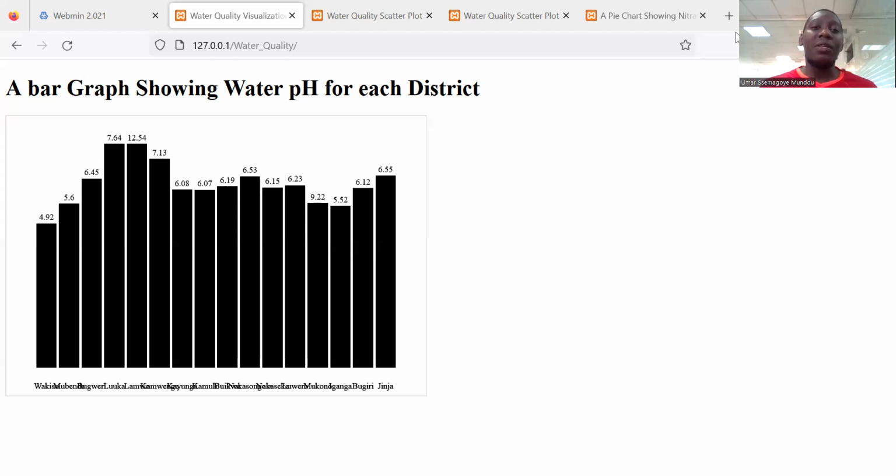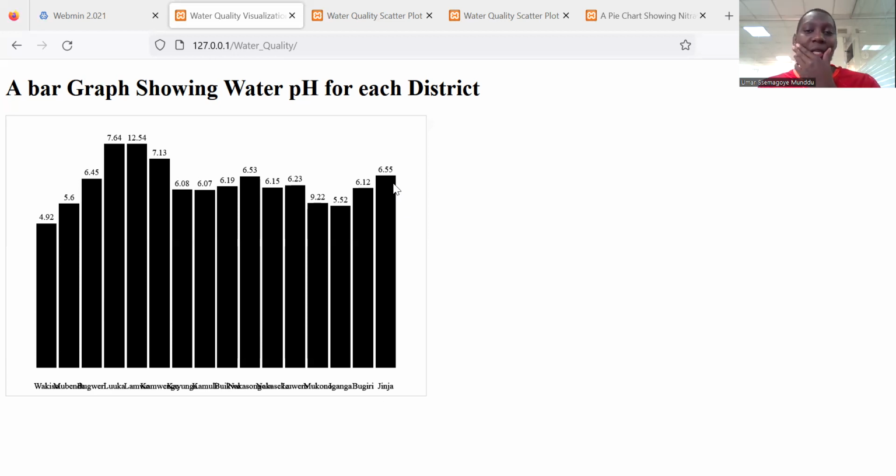I think the whole idea is to have some explanation about this data, and straight away I'll just look at this graph that I've been showing here. It's a bar graph showing water pH for each district. So you realize that the first district is Wakiso. It has a different pH, lower than, I think, the lowest pH, but the pH is high in the one of Jinja.